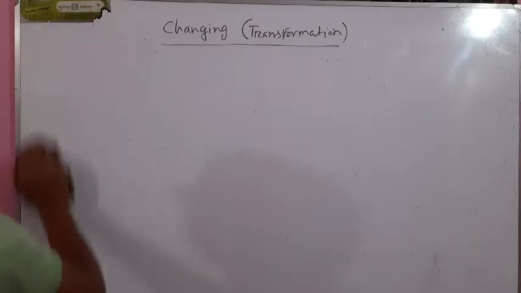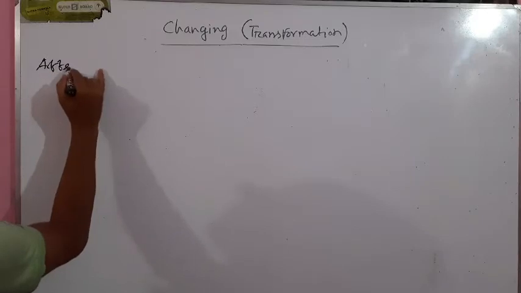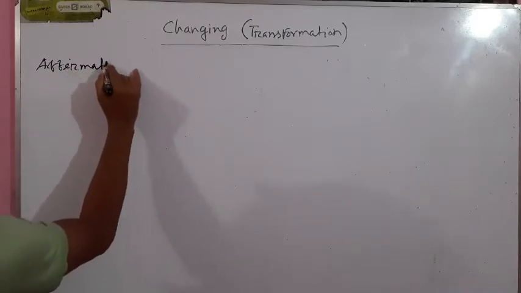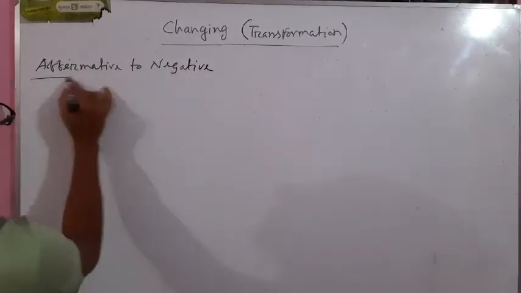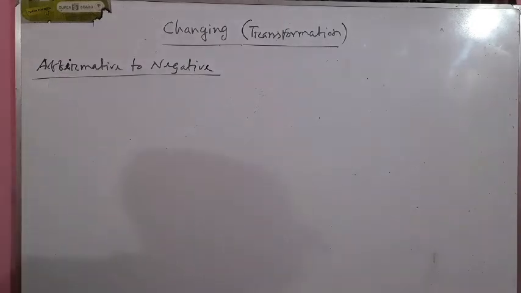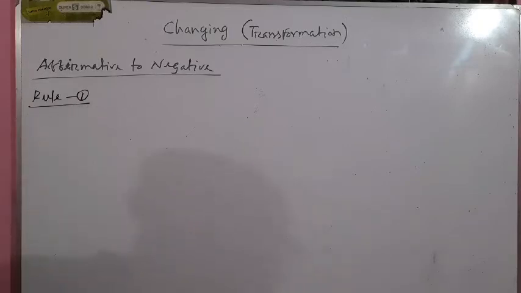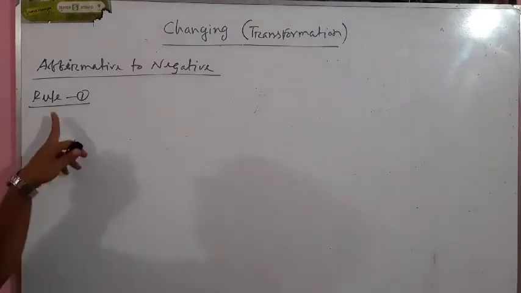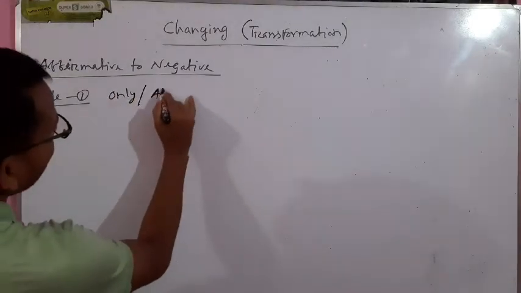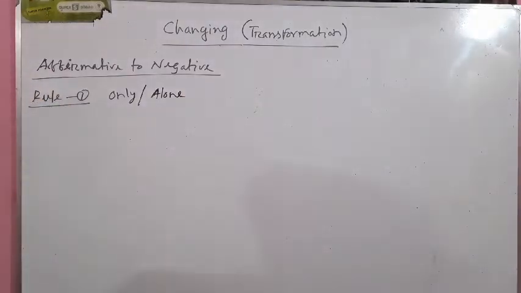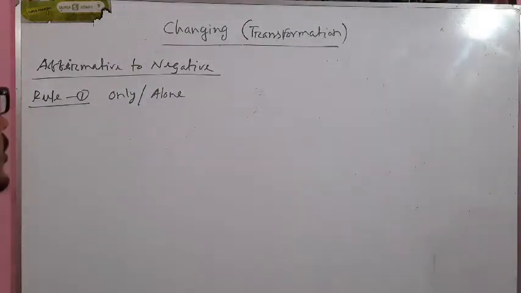Step one means from affirmative to negative. Rule 1: if in an affirmative sentence there is only or alone, you can change it into negative by following some fixed rules.